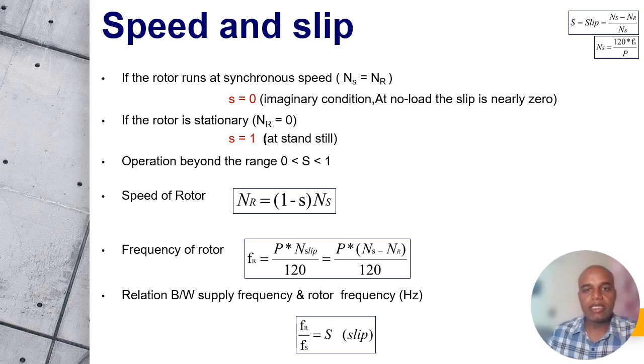Now let's take this scenario. Assume my slip is 0. Then Ns becomes equal to Nr. In that case only, my slip will become equal to 0. But as I've stated, that is not going to happen at any time. So Ns will not become equal to Nr at any time.